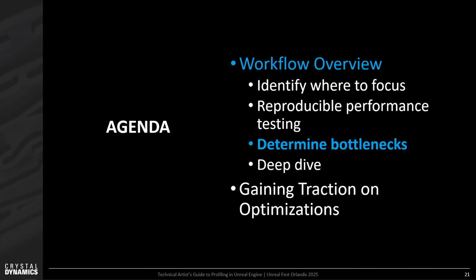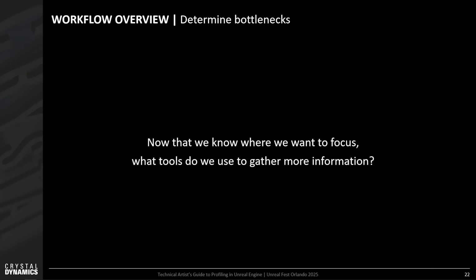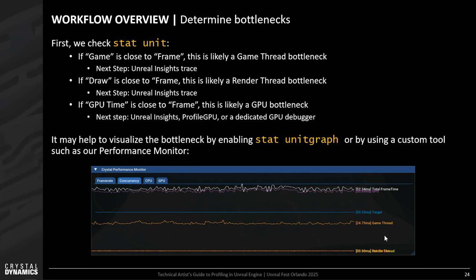Okay, so next we're going to determine bottlenecks. Now that we know where we want to focus, what tools do we want to use to gather more information? The first thing we'll want to do is check stat unit. This will bring up a panel on the right-hand side of the screen with a couple of different timings. There's game, frame, draw, GPU time. And what we'll want to do is compare these against each other to figure out where the bottleneck most likely is.